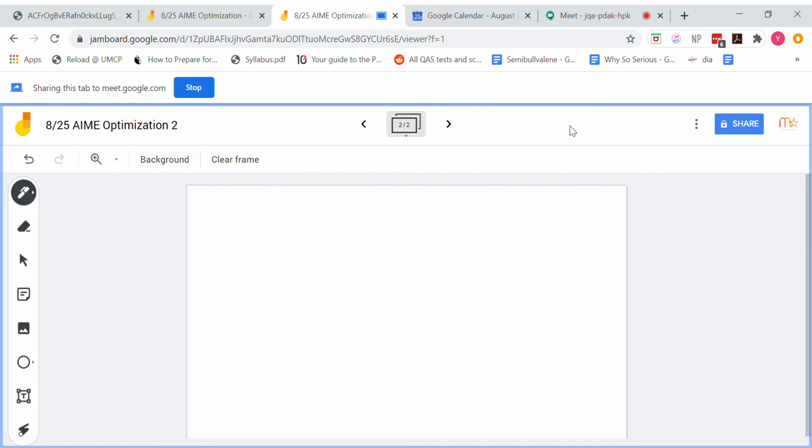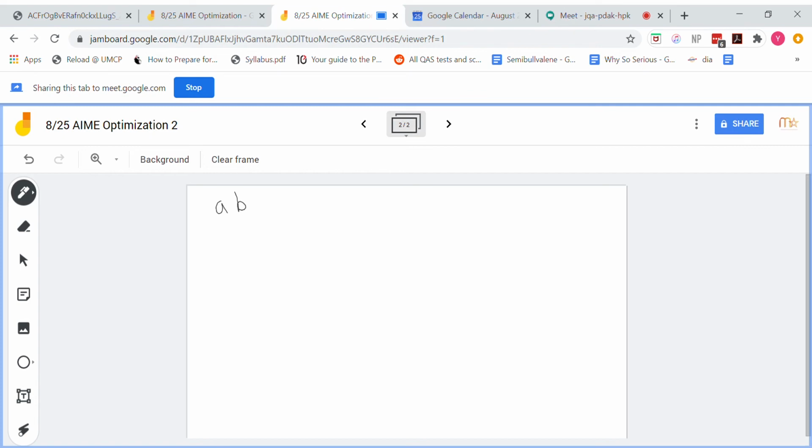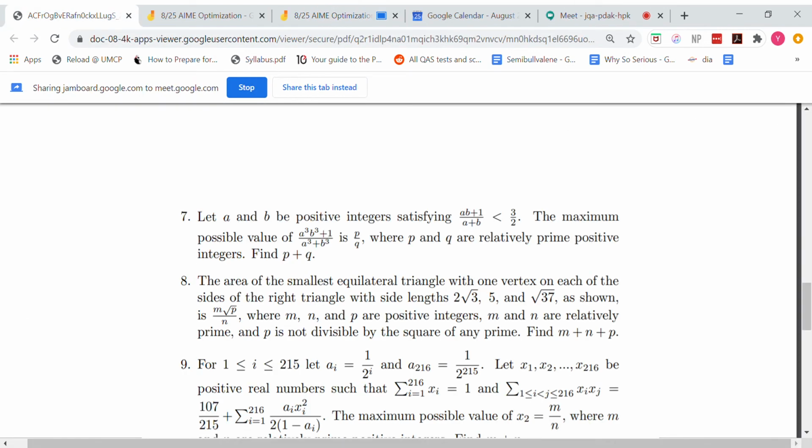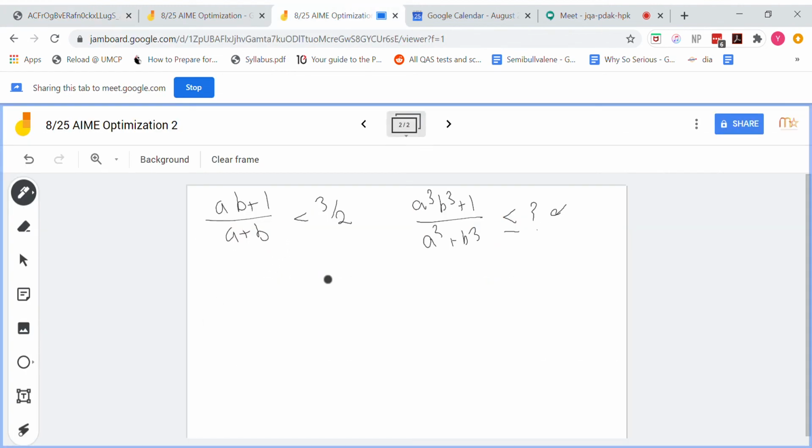So what we know is that (ab + 1)/(a + b) is less than 3/2, and what we're trying to maximize is (a^3 b^3 + 1)/(a^3 + b^3). We know that it's at most some quantity, and what we're trying to find is the maximum possible value. Okay, so the first thing to notice is that a and b are positive integers.